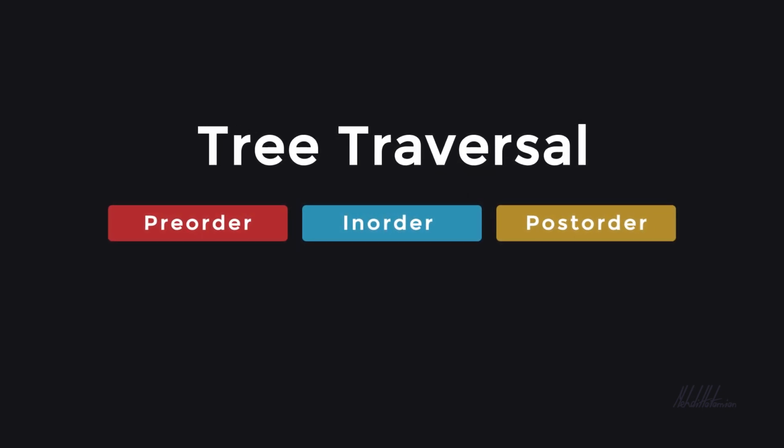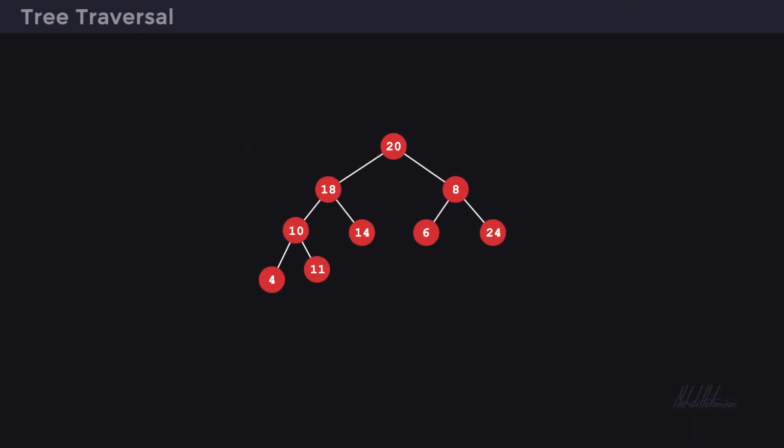In this session, we are going to talk about tree traversal. Traversing is the process of visiting each node in a tree, usually for some specific purpose. There are three main types, and we will begin with preorder traversal.